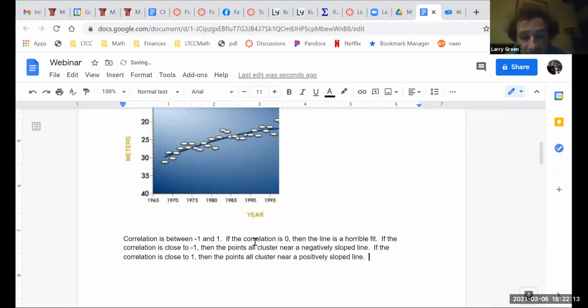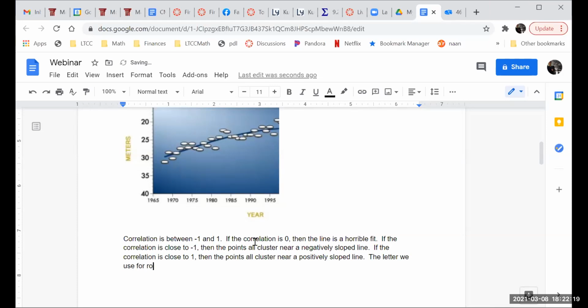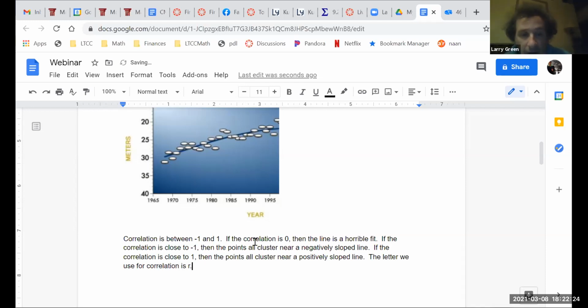One more thing: the letter we use for correlation is R. Sorry, it's not C. Don't get mad at me for this one. I think R is for regression. I'm not 100% sure, but that's my guess. Maybe they like that there are two R's in correlation. I don't know, but everyone in the world uses R for correlation. Any questions at all on this idea? Okay, so that's the correlation.